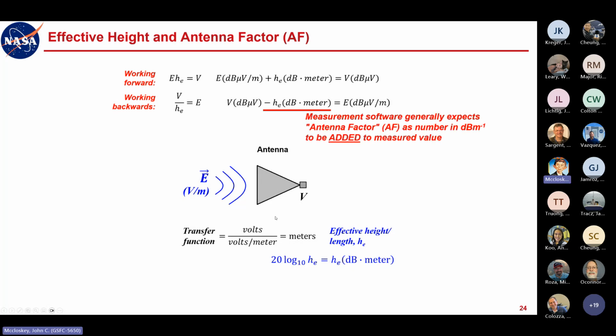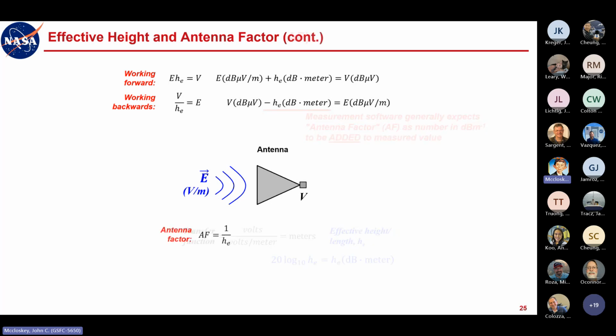But for whatever reason, the standard, at least that I've seen, in pretty much all measurement software I've dealt with, expects a number to be added to the measured value to get to the electric field. They don't like subtraction for whatever reason. If anybody actually knows the reason for that, I'd love to hear it. I think that's just a standard that was set up some years ago. We don't like subtraction. We want addition. We want a number that we add to our measured potential to get back to the electric field. That applies to current probes as well. That's a subject of a different conversation. But so there we go.